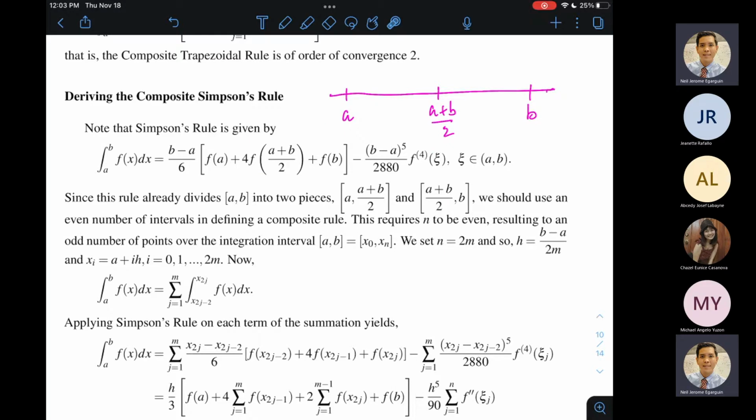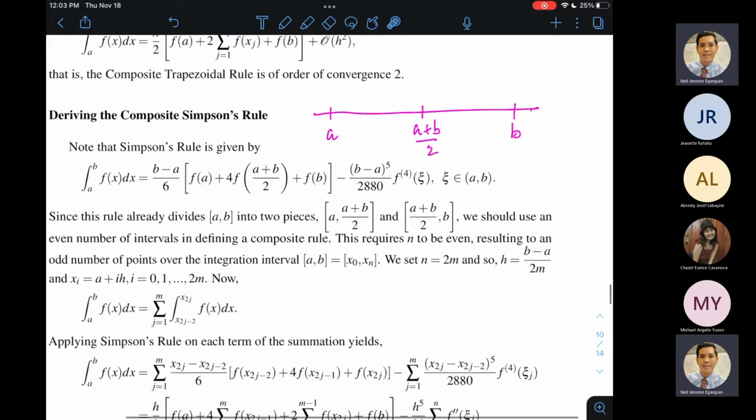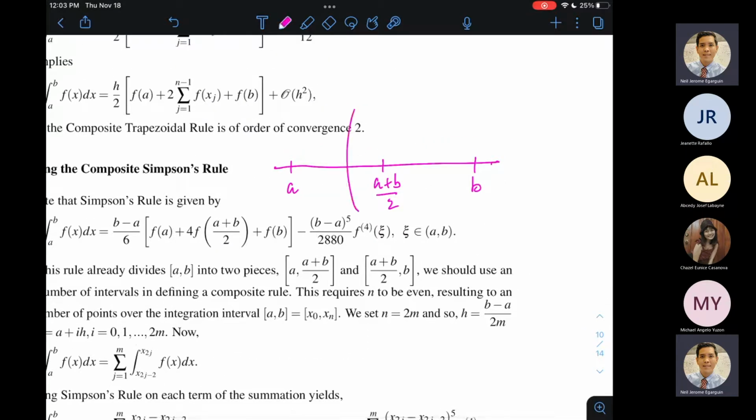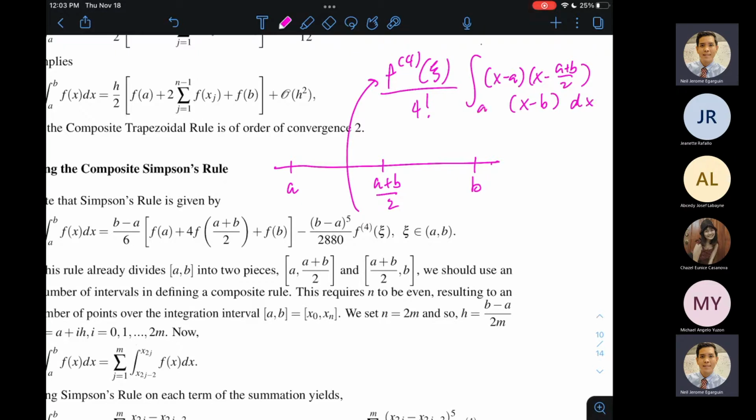Alright? And if you'll be careful enough, dito kasi yung error naman ay magkakaroon ng fourth derivative evaluated at psi all over 4 factorial times the integral ni omega. Pero si omega ay x minus a times x minus a plus b over 2 times x minus b with respect to x over the interval ab. So if you'll be patient enough to calculate the definite integral of a cubic function, which is the product of these 3 binomials, you will get this expression here.